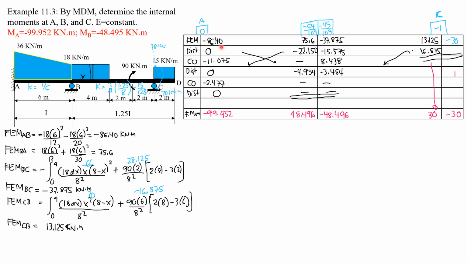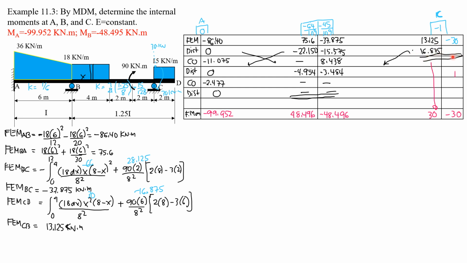So negative 86.4 times 0, it's still 0. While quantity 75.6 minus 37.875 times negative 64 over 109 is negative 22.150. Then replace 64 by 45. Do not erase the displayed value in your calculator. So you have negative 15.575. And quantity 13.125 minus 30 times negative 1 is positive 16.875.